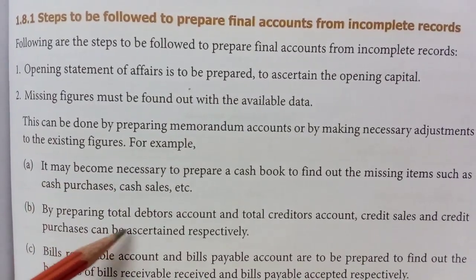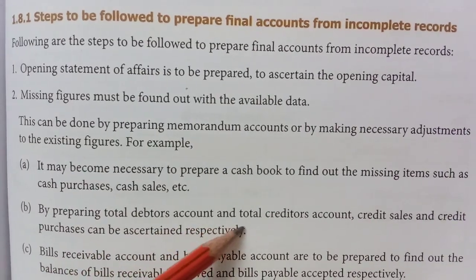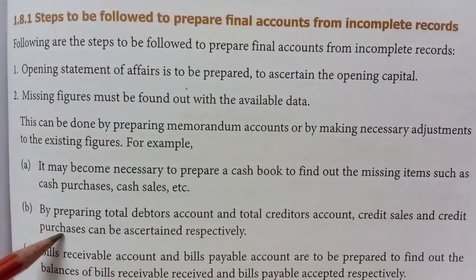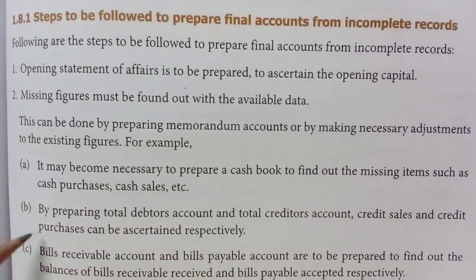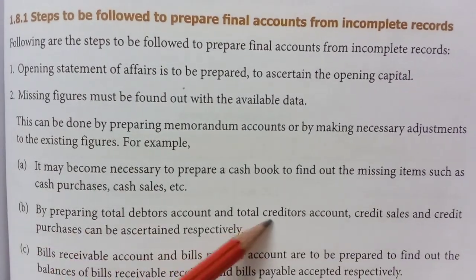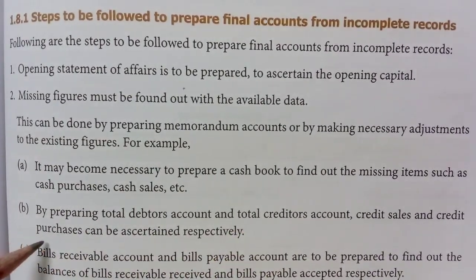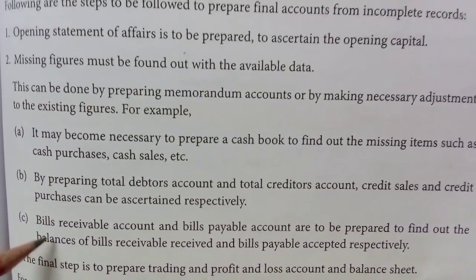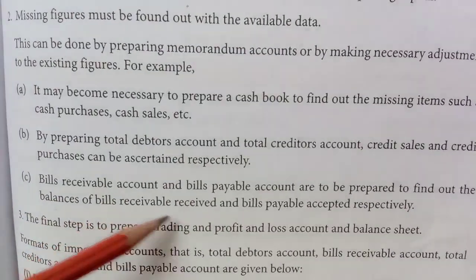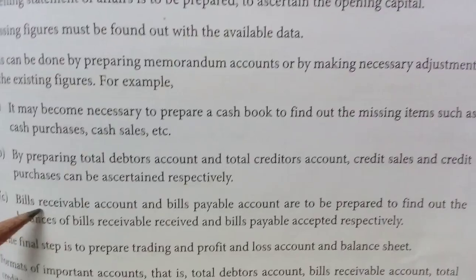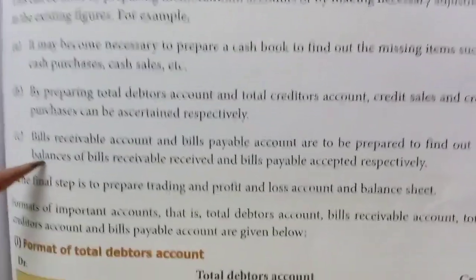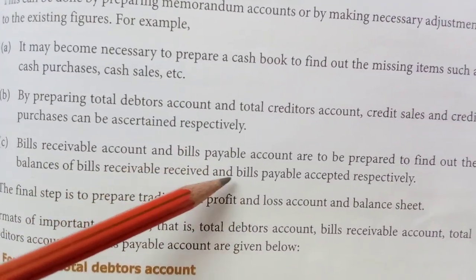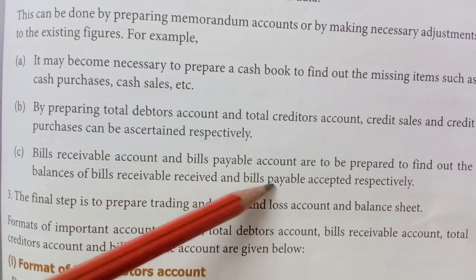Mostly we will prepare the total debtors account and total creditors account to calculate the credit sales and credit purchases. From the total debtors account we can calculate the credit sales, and from the total creditors account we can calculate the credit purchases. Then two more accounts we can prepare: bills receivable account and bills payable account. Here we can find out from the bills receivable account the balances of bills receivable received. Then from bills payable account we can calculate the bills payable that we have accepted.